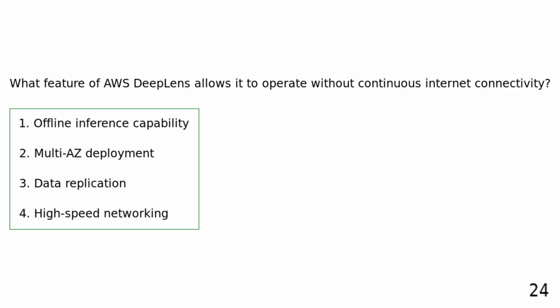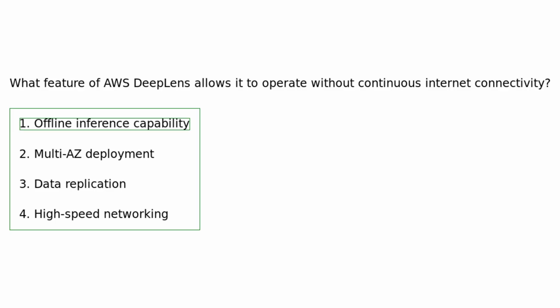What feature of AWS DeepLens allows it to operate without continuous internet connectivity? Offline inference capability. Multi-AZ deployment. Data replication. High-speed networking. AWS DeepLens's offline inference capability allows it to process video streams and run models without needing continuous internet connectivity.